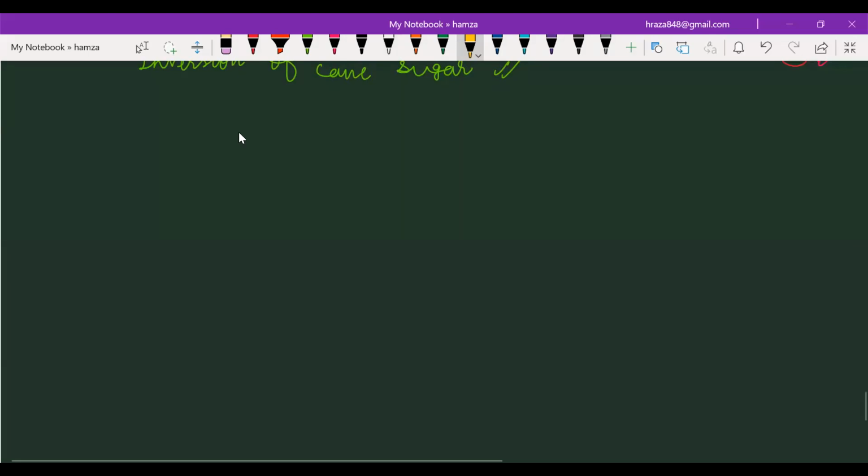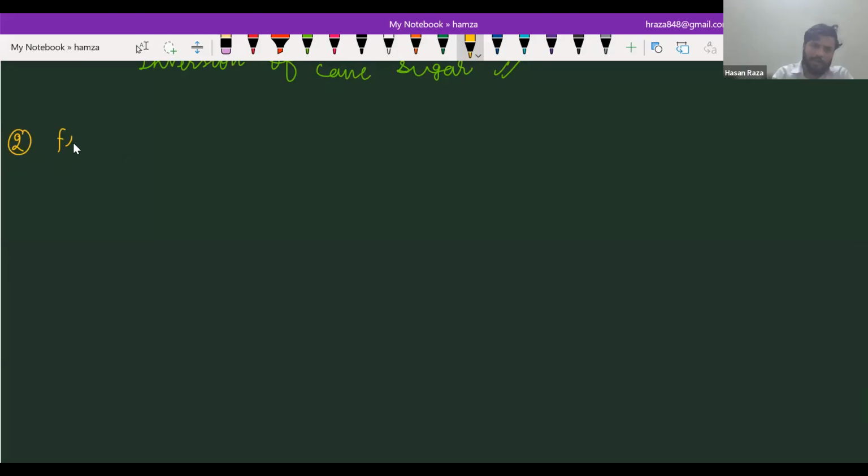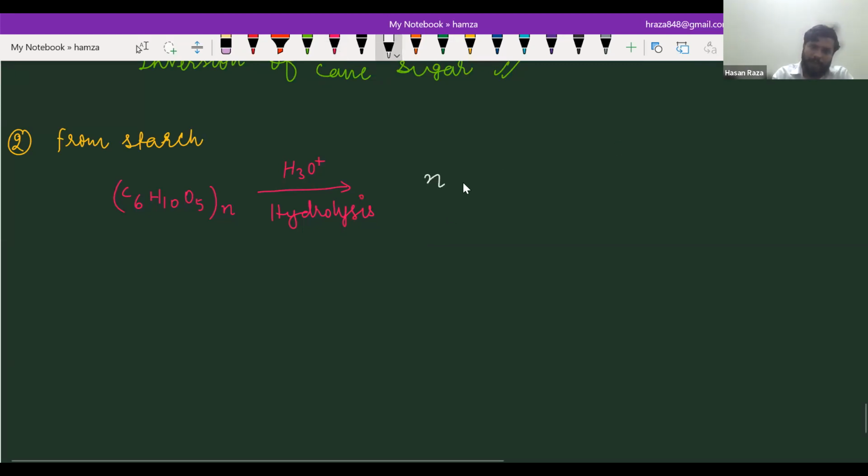Yes, done. Now the next method is from starch. Starch is also a carbohydrate. So see how we are going to prepare glucose from starch. Starch has the chemical formula (C6H10O5)n. When you hydrolyze this with H3O+, that is hydrolysis. So what happens here? There will be formation of nC6H12O6, that is glucose.